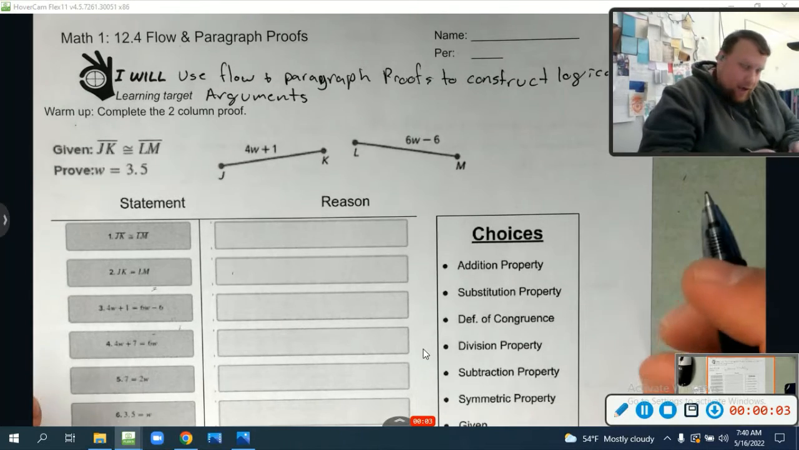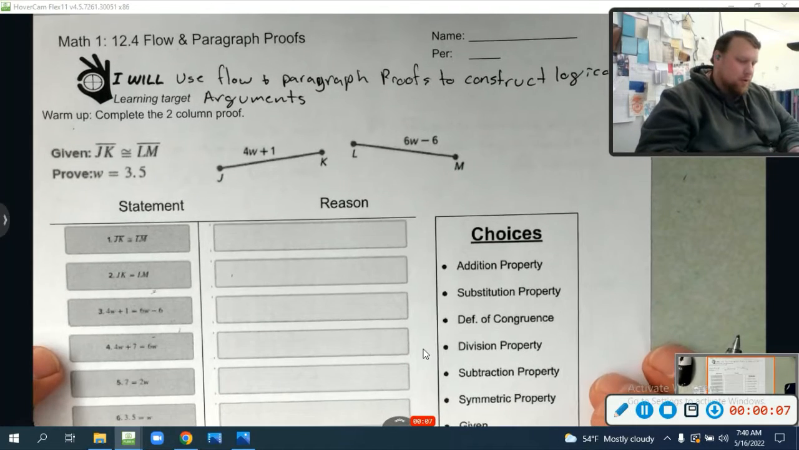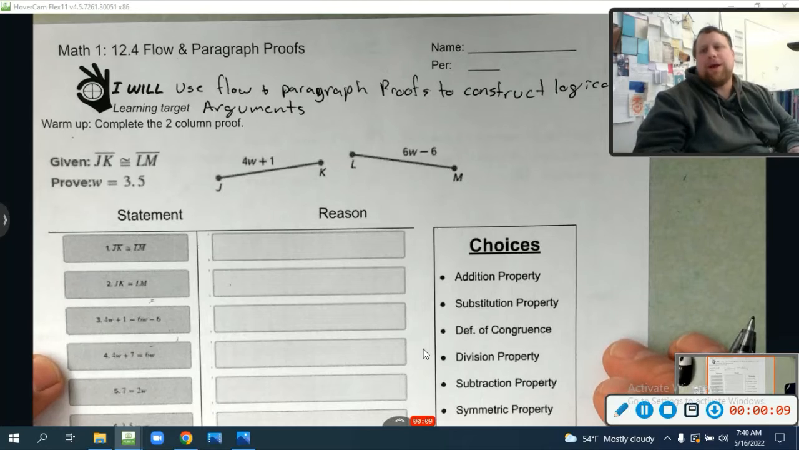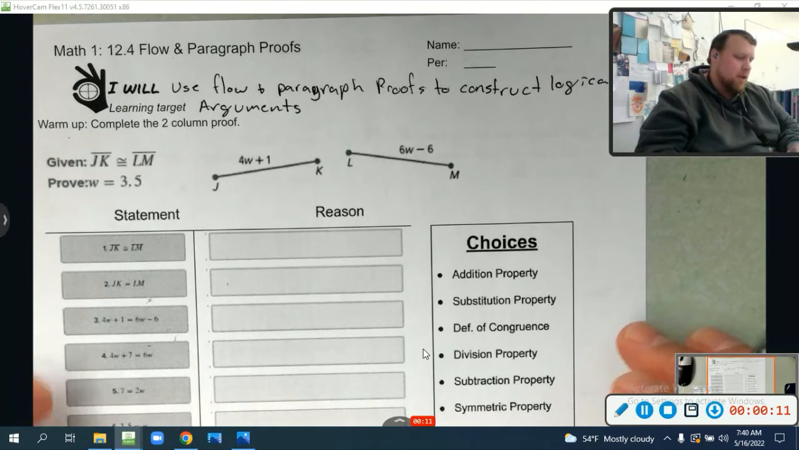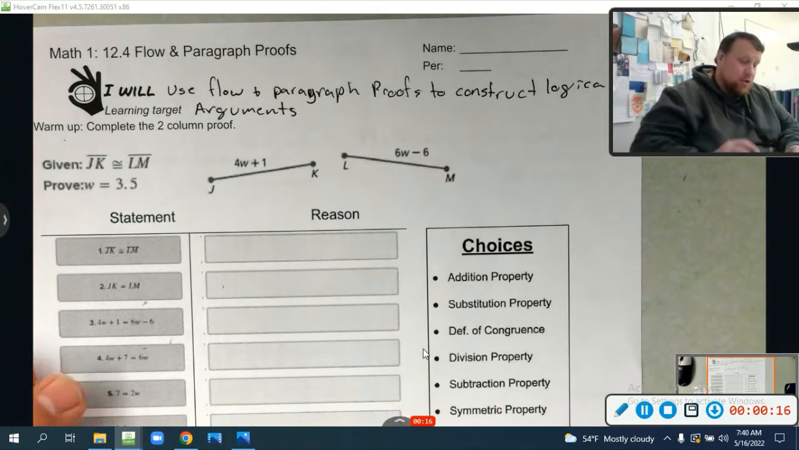All right, let's get down to this. This is 12.4, our final study day on it. We've taken it real low and slow on this. We're going to talk about flow and paragraph proofs. Your learning target is: I will use flow and paragraph proofs to construct logical arguments, right?